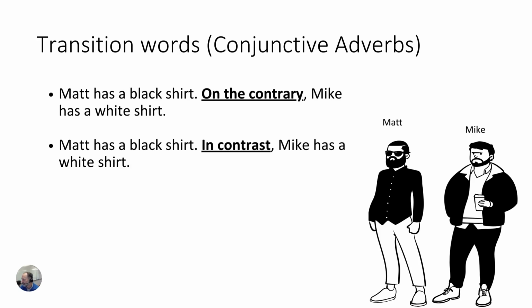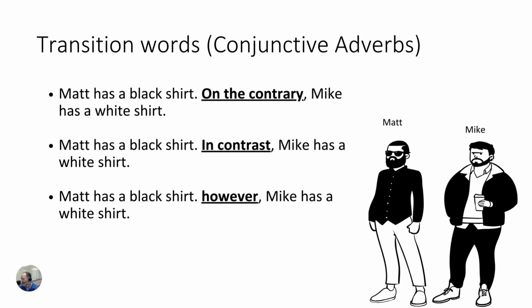The second one, in contrast. Matt has a black shirt. In contrast, Mike has a white shirt. And finally, however. Matt has a black shirt. However, Mike has a white shirt. So there we have three transition words or conjunctive adverbs to use to show how things are different.